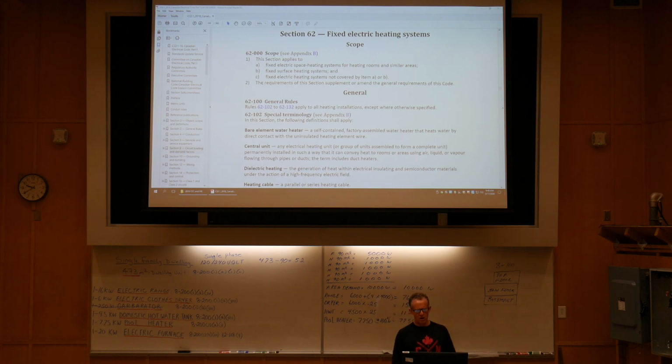So on the whiteboard, I'll write it down over here, but first let's just take a look up here at Section 62. So if you have your code books in front of you, Section 62 deals with heating. Let's take a minute to look at the scope, and then we'll go to the rule. This section applies to fixed space heating systems for heating rooms and similar areas. So in a nutshell, baseboard heat, central electric furnace, sauna is space heating. Don't let anybody confuse you that a sauna is other than that.